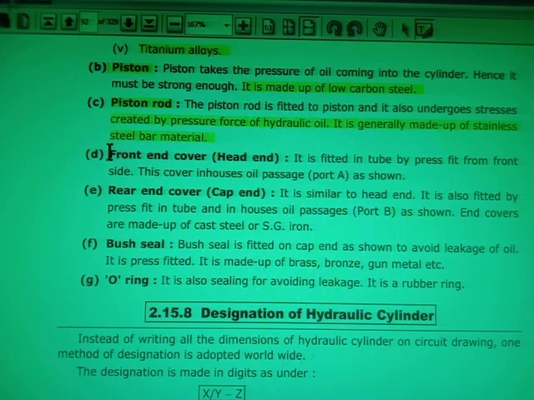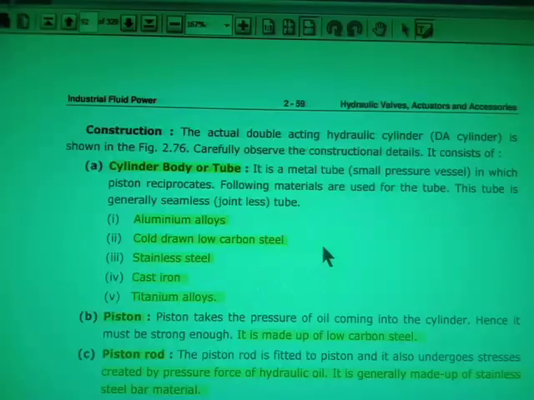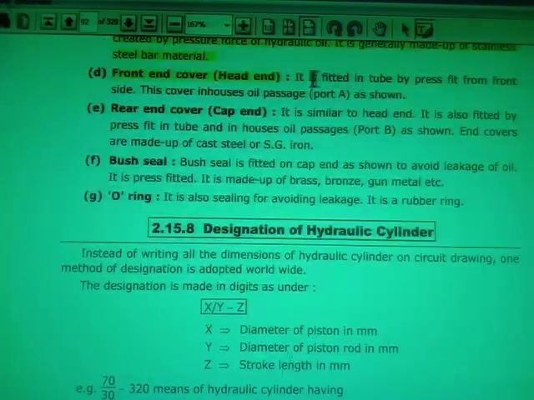Then the front end cover. Whatever you have seen here, this part is known as the front end cover, and this part is known as the rear end cover. This front end cover is fitted in the tube by press fit from the front side. This cover houses the oil passages, that is, port A is provided here. The rear end cover is similar to the head end.